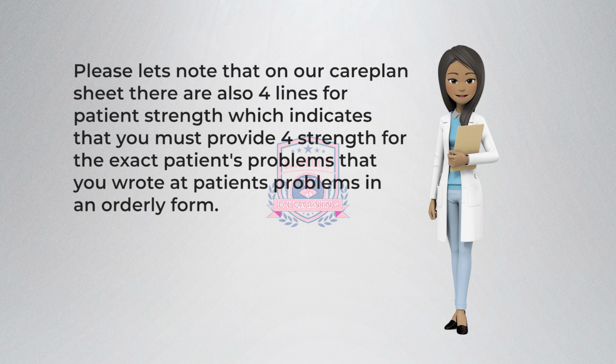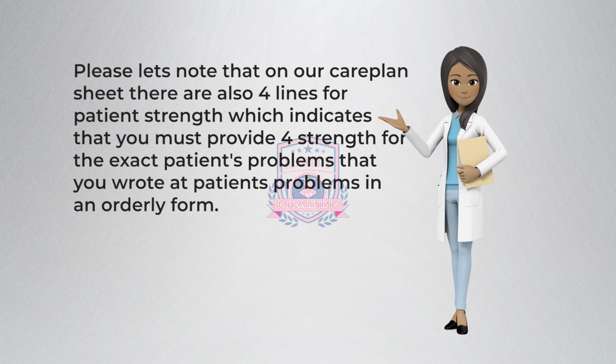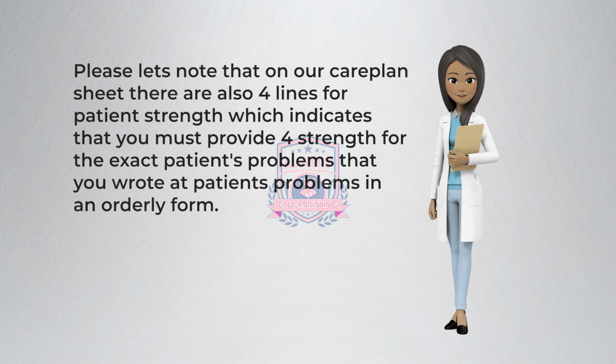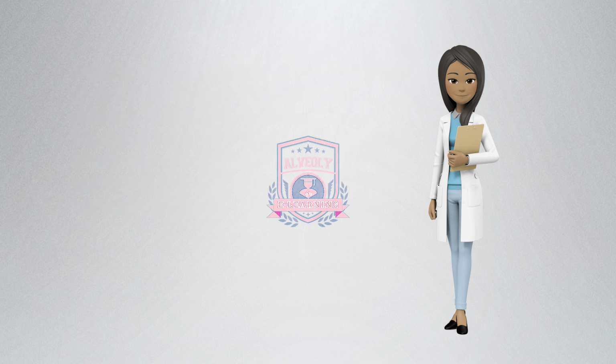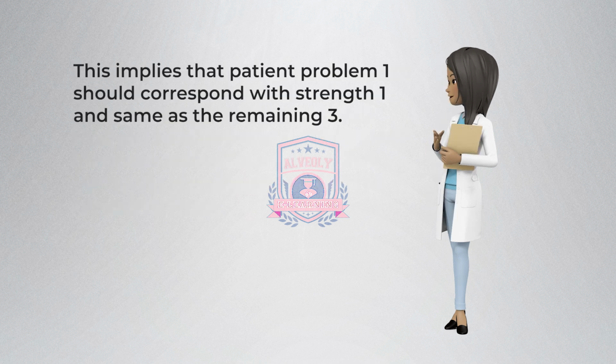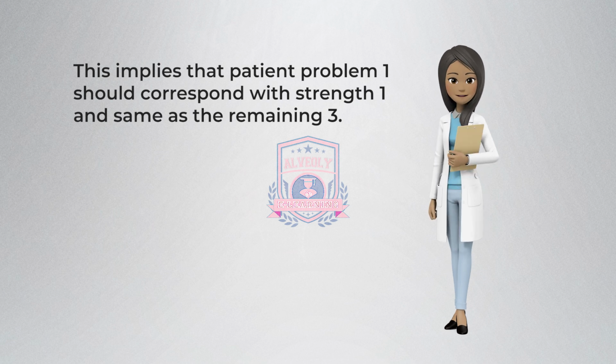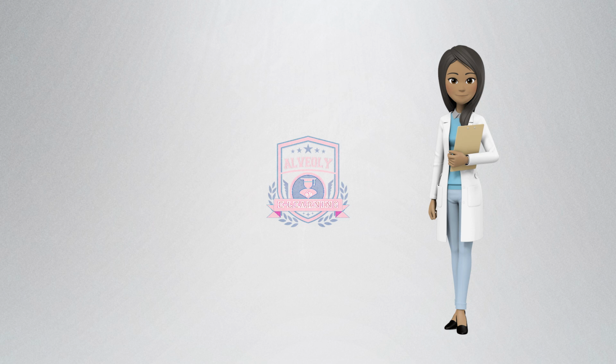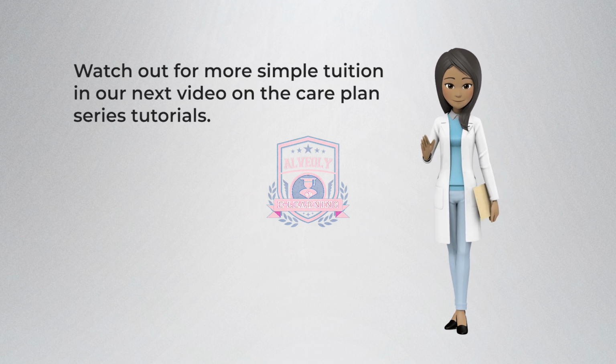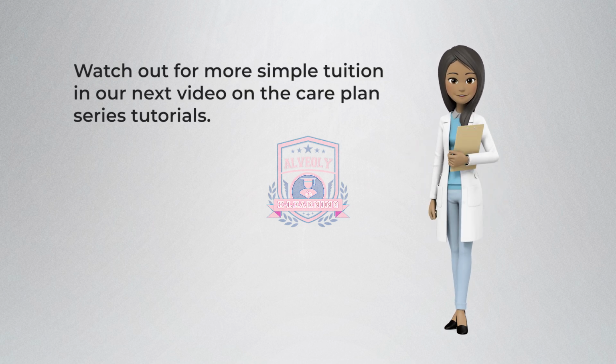Please let's note that on our care plan sheet, there are also 4 lines for patient strength, which indicates that you must provide 4 strengths for the exact patient problems that you wrote under patient problems, in an orderly form. This implies that patient problem 1 should correspond with strength 1, and the same for the remaining 3. Watch out for more simple tuition in our next video on the care plan series tutorials.